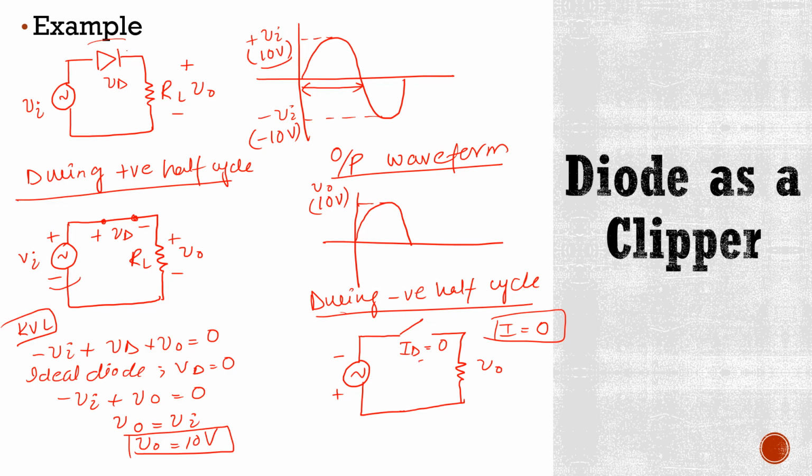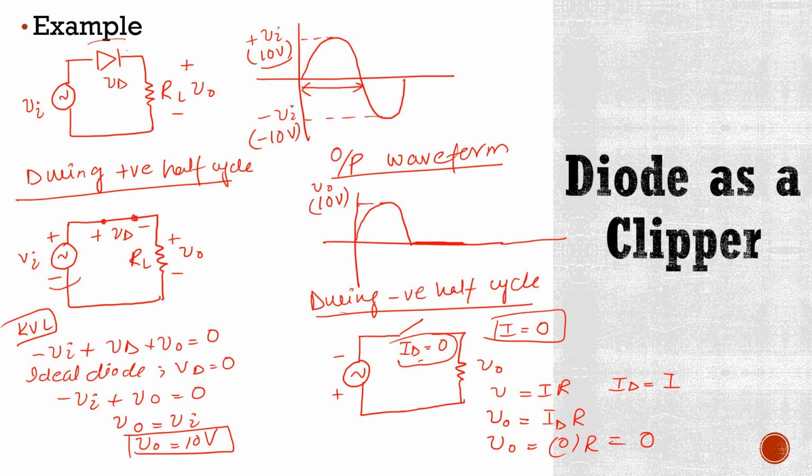Okay. Now we know that according to Ohm's law, V is equal to IR. It means here V0 is equal to IDR, because here current ID is equal to I. So V0 is equal to 0, because we know that in this case ID is 0. It means V0 is 0. So during negative half cycle of input signal, this output voltage is 0. Okay.